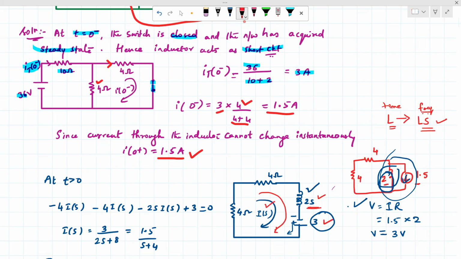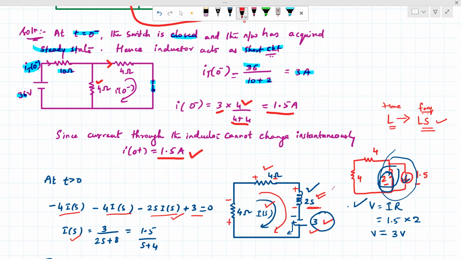Applying the KVL, from the direction of the current, plus and minus entering terminal of the current. So it is minus 4 into I of s, again for this, and minus 2s into I of s for the inductor, plus the 3-volt battery, which is equal to 0. So from this, I of s is the only variable.